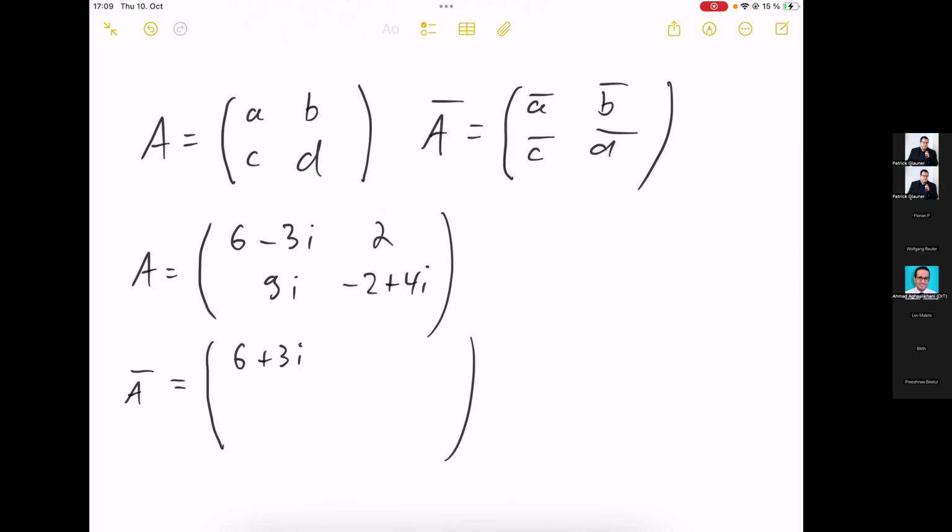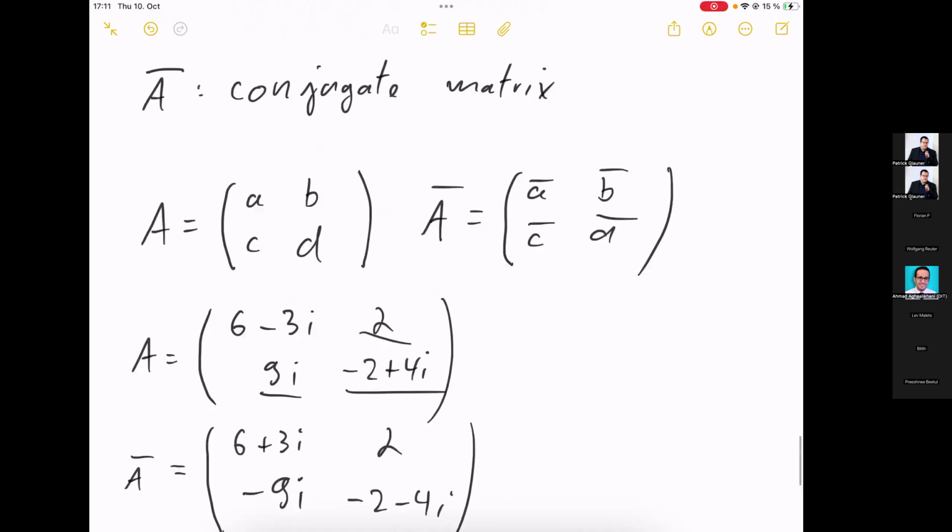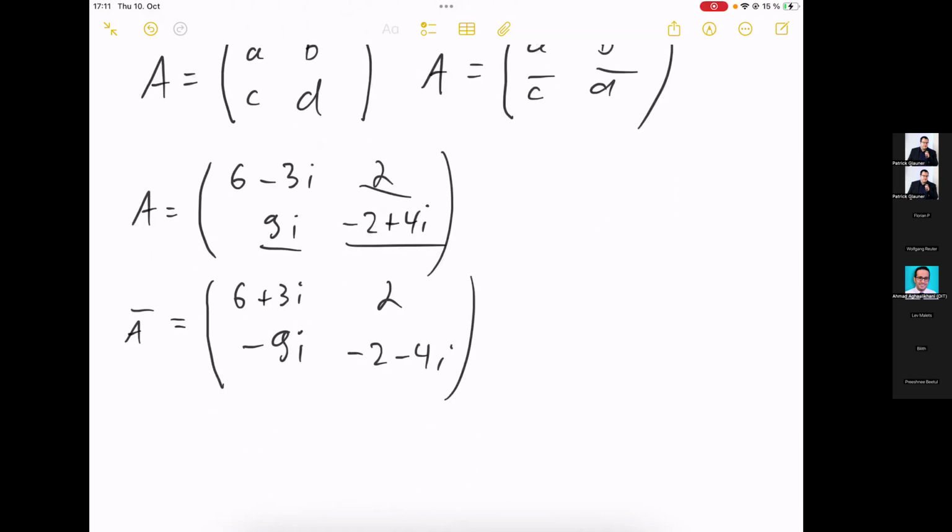So we got the next one. The 9i would be minus 9i. This here would be minus 2 minus 4i. And the 2 just stays the 2, because it's just the real part. So we have just calculated a conjugate matrix, and you're probably wondering what is that useful for.